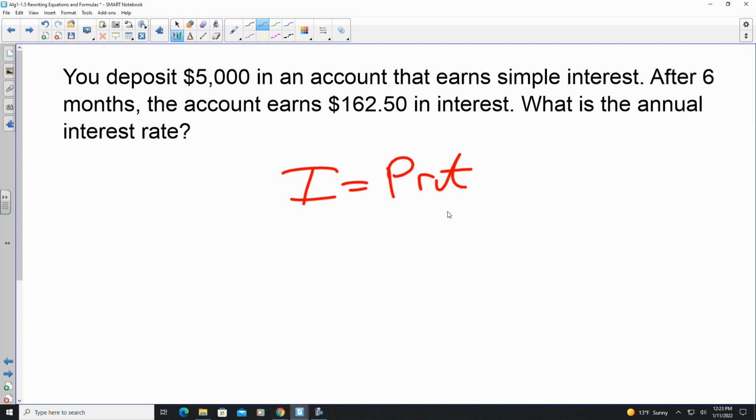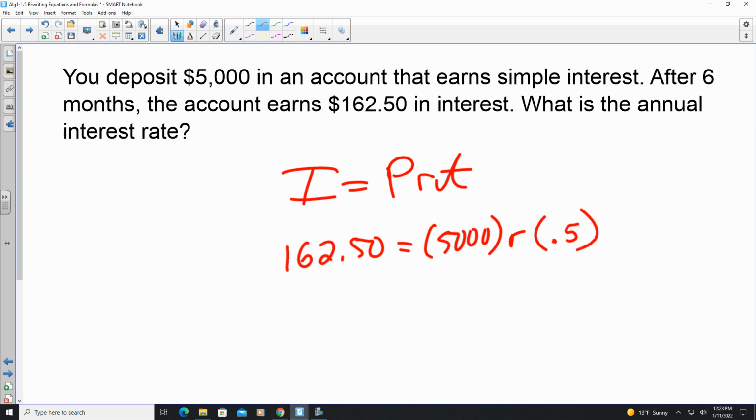we have the interest that was accumulated, which was $162.50. So we have 162.50 is equal to the principal, which is 5,000, and we don't know R, and we know that the time was 6 months. I believe it's in terms of years, so 6 months is half a year. So we solve for R.